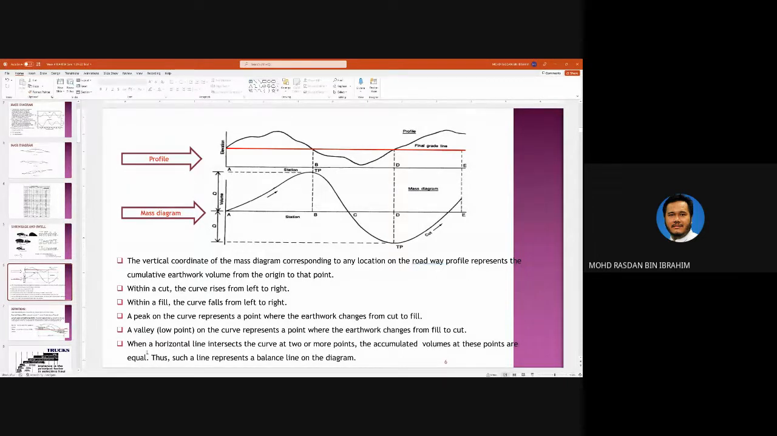The peak of a curve represents where the earthwork changes from cut to fill. Okay, this one is what I mentioned just now. A valley, a low point on the curve, represents a point where the earthwork changes from fill to cut. Okay.